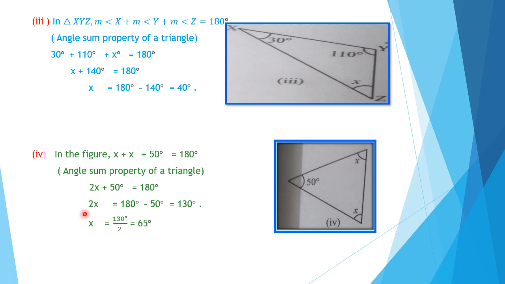Here it is multiplied by 2, so going to the other side, it will become divided by 2. And dividing, we get 65 degrees. So the value of X is 65 degrees. Here also we get 65 degrees. So 65 degrees plus 65 degrees plus 50 degrees, we get 180 degrees. So we can be sure that our answer is correct. Okay, children.